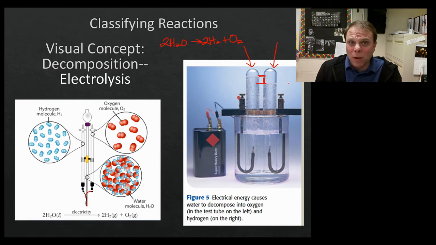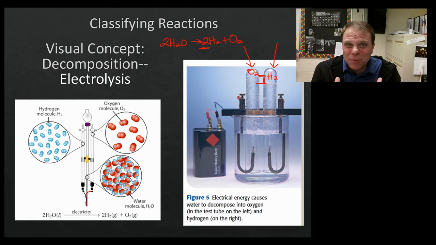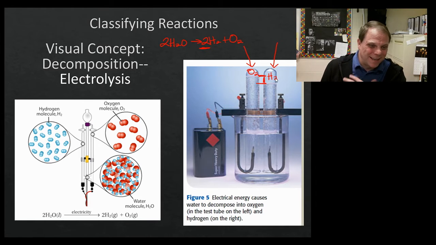Can you guess which one is the hydrogen gas and which one is the oxygen gas? The one that has twice as much of the volume of gas is going to be the hydrogen gas, right? So this is our hydrogen gas, and this is our oxygen gas. Isn't that kind of neat? You can actually see as it breaks apart that the ratio of the moles, remember we talked about mole ratios, the ratio of the moles is visible with the actual volume of gases. Isn't it fascinating and fun?